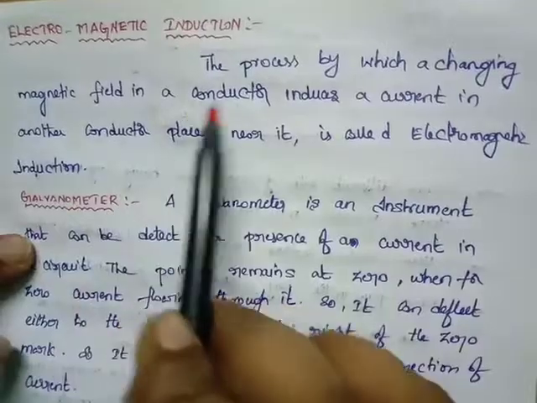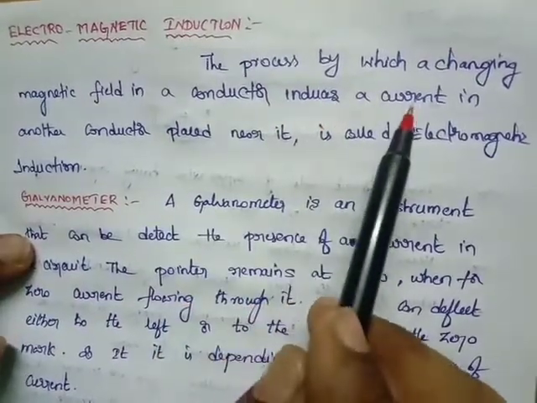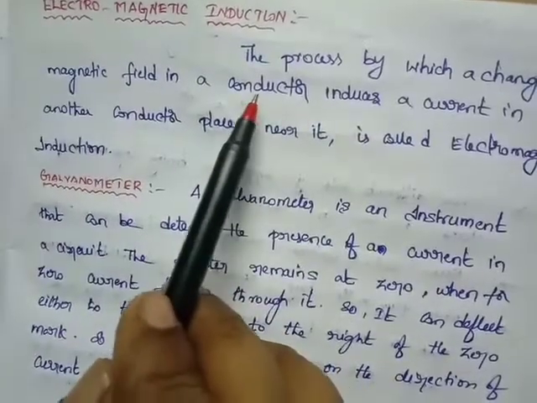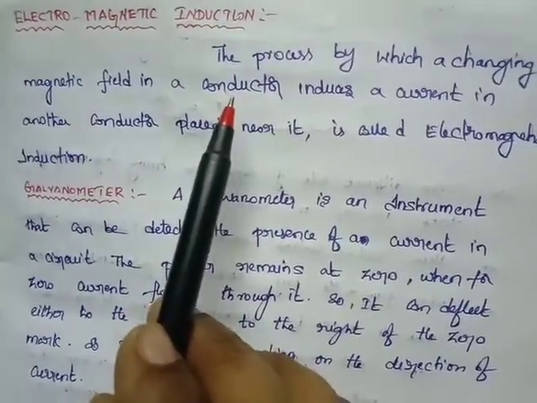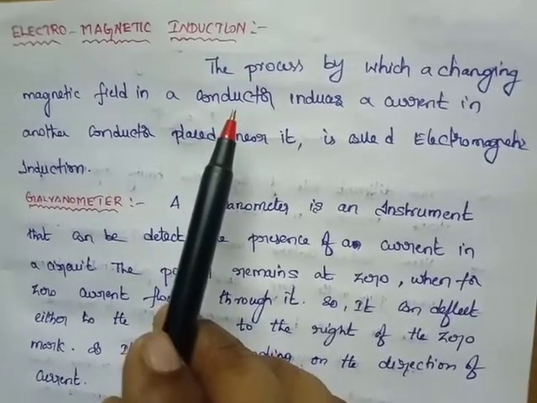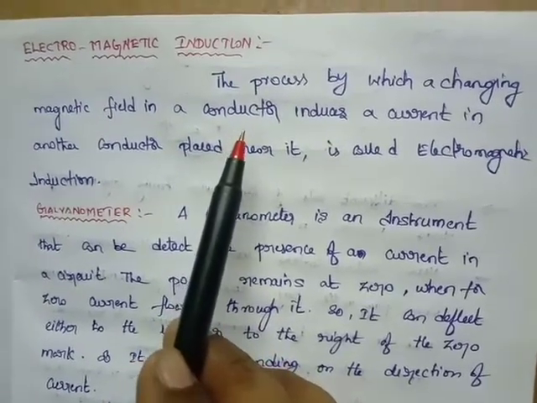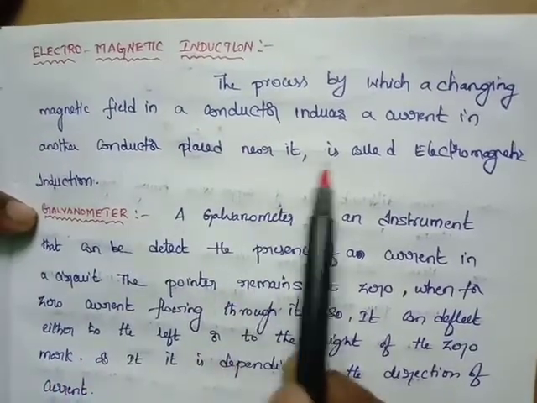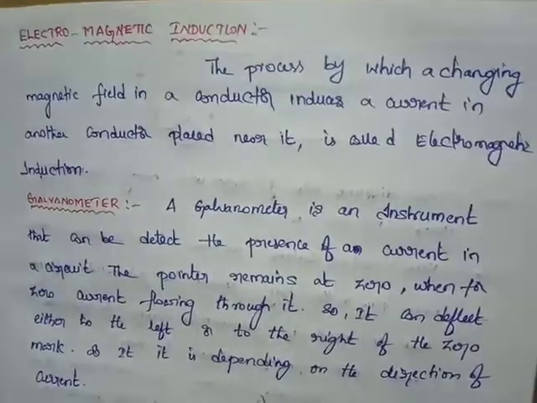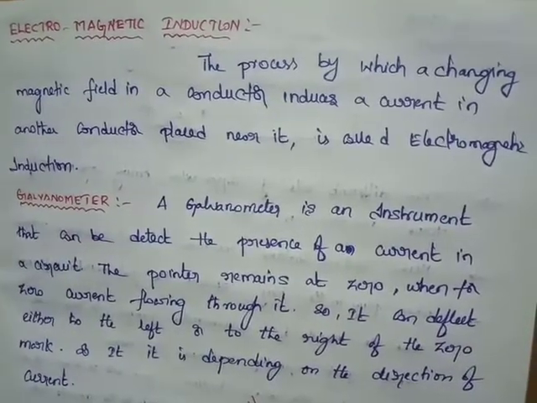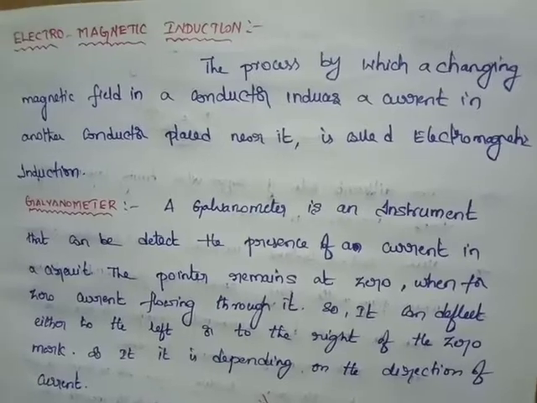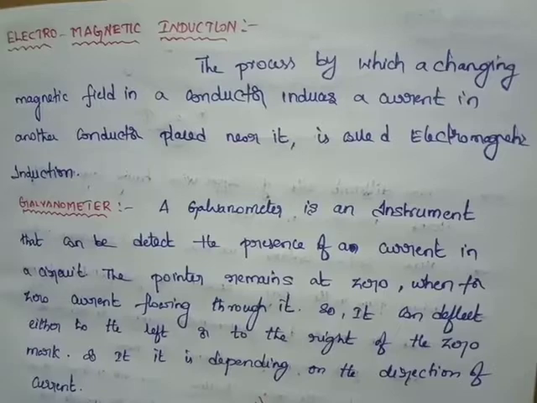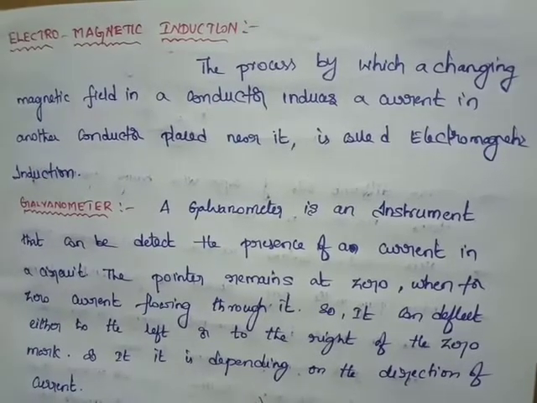So, electromagnetic induction is the process by which a changing magnetic field in a conductor induces a current in another conductor placed near it. When a magnet is placed near the conductor, current will be produced in that conductor. That is called electromagnetic induction.